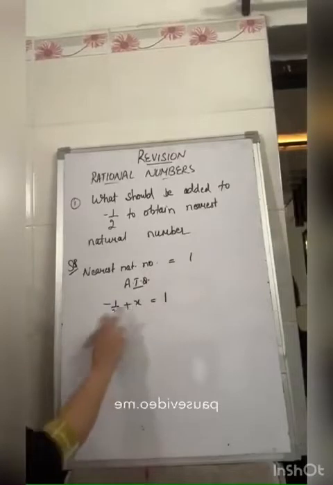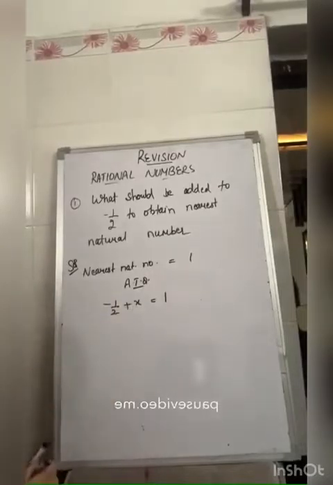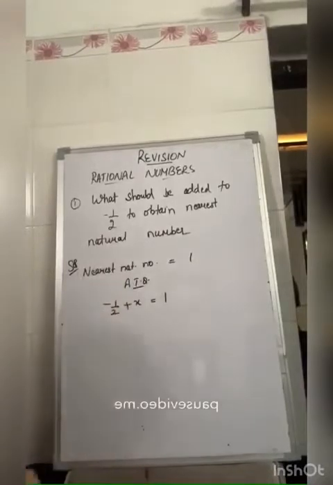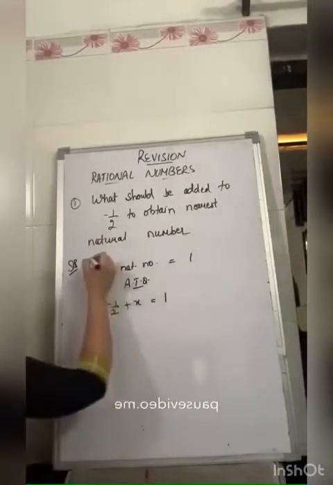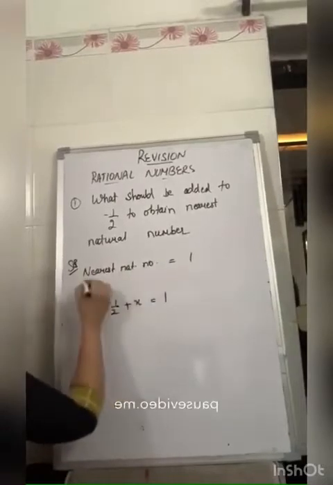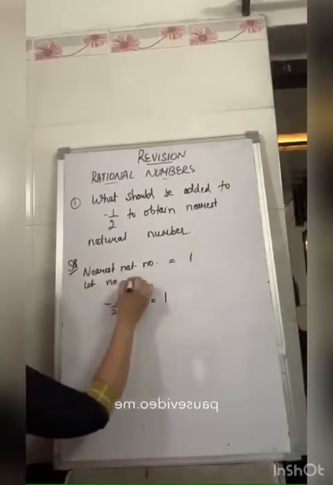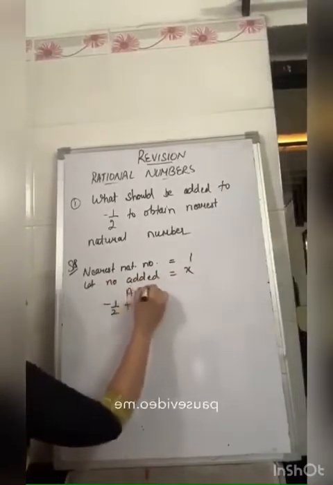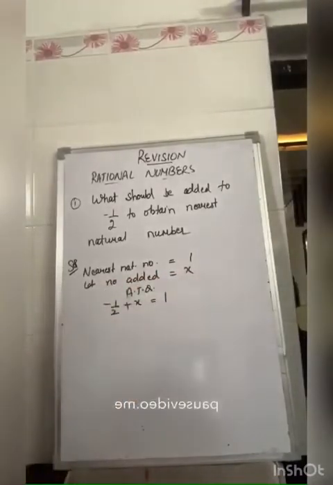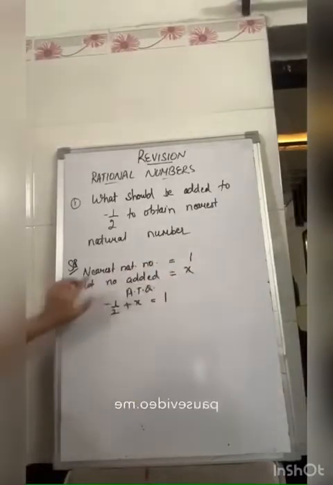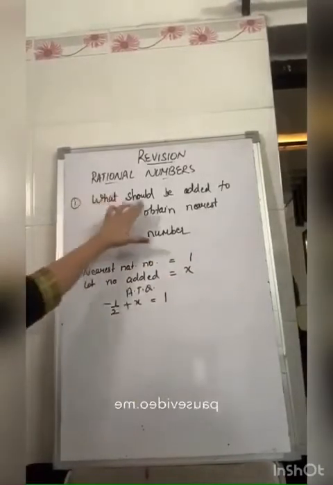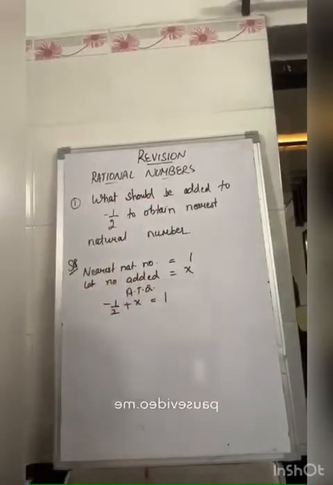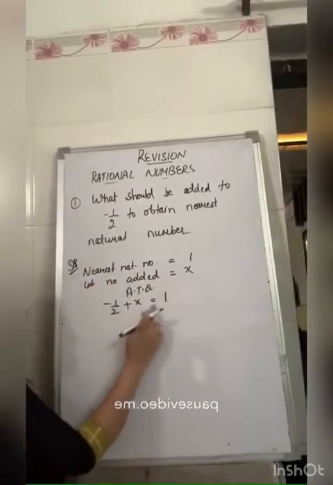Now we have to find the value of x, because what is the question? What should be added? So we will write, let x be added. You can write here, let the number added be x. Then write according to the question: the nearest natural number is 1. So minus 1 by 2 plus x is equal to 1.